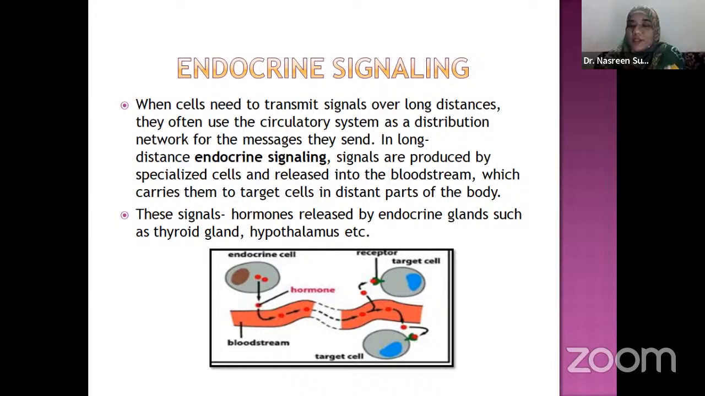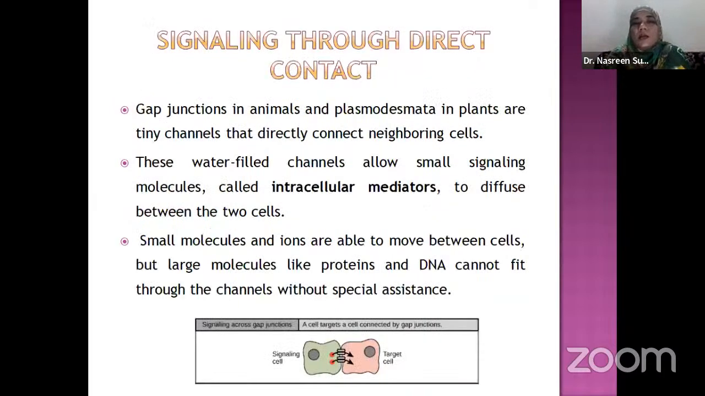The thyroid gland gives out T3 and T4. T3 and T4 have many functions; they act on all your body parts. They are released in the blood, which moves all over your body, so wherever the receptors are, they go and bind to them. That is endocrine signaling. And for signaling through direct contact, the best example is gap junctions, where molecules are sent directly from one cell to another cell. We have discussed this before.